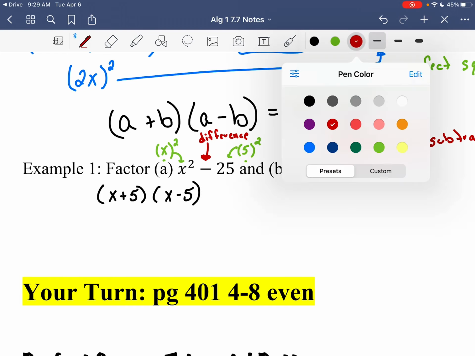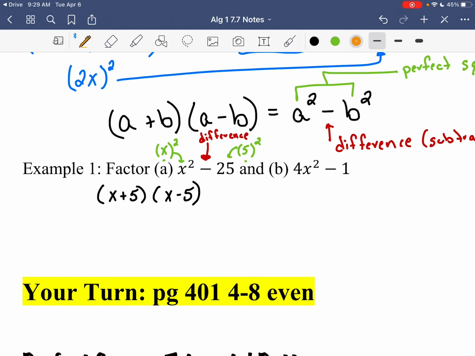Again, we want to check it. Distribute it out. x times x is x squared, minus 5x plus 5x, and then minus the 25. Yep, those add to 0. We're left with x squared minus 25. Check, it worked. So there we are, factored.